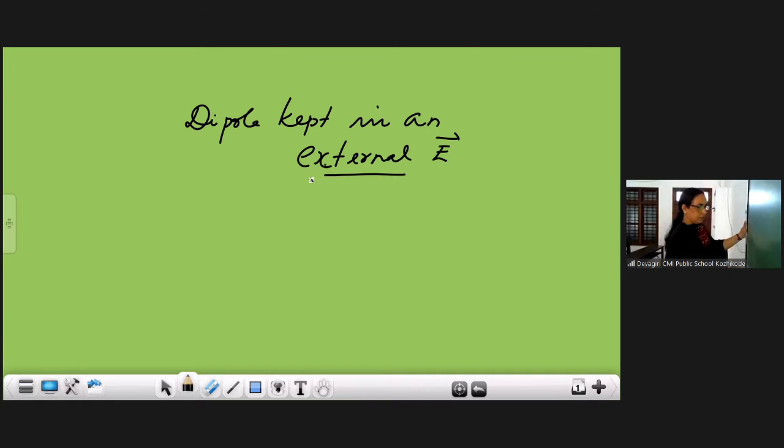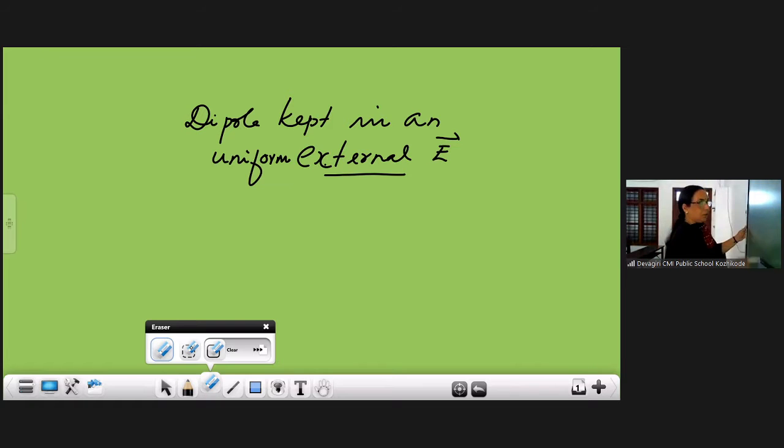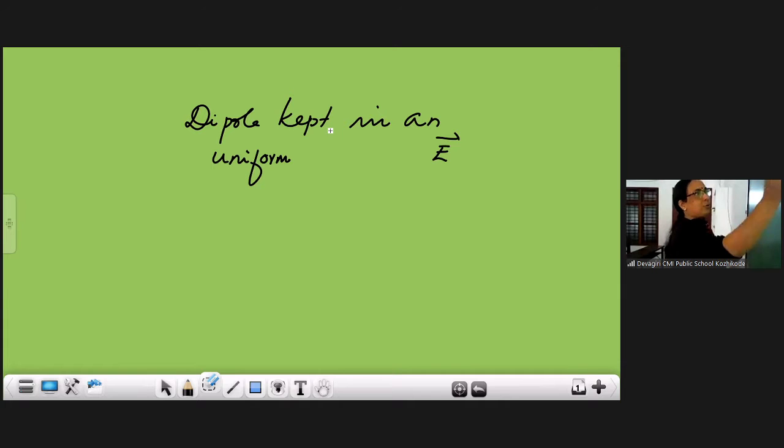So I'm calling it a dipole kept in a uniform electric field. Now, there's a term I'm adding here, uniform electric field. What's the meaning of uniform? Okay, it is an external uniform electric field. So this is the situation we are going to see now.